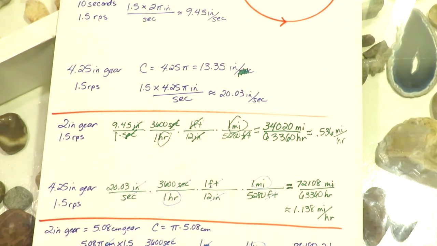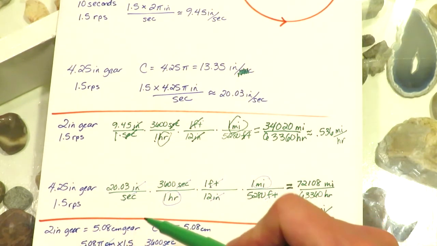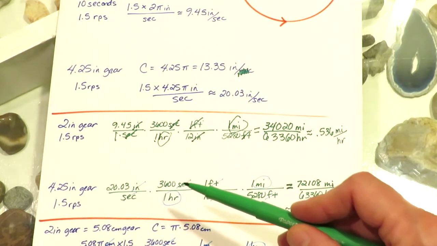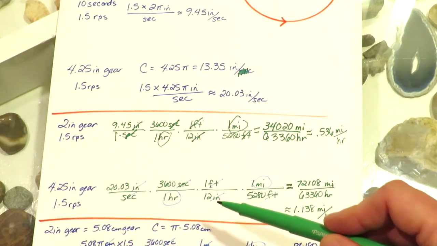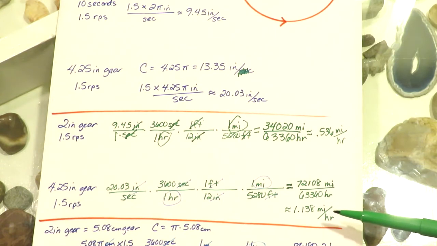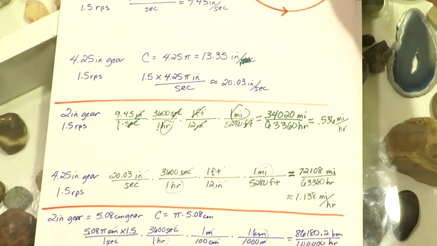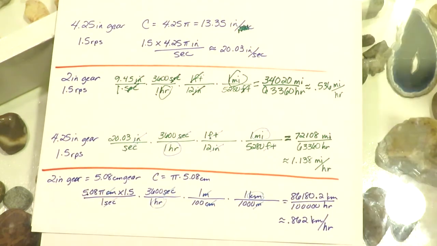If we did the same unit conversion for the larger gear that was going 20.03 inches per second, and I converted seconds to hours and inches to feet and then feet to miles, I get a speed of 1.138 miles per hour. Again, linear speed is linear speed. It just means a length over a unit of time.